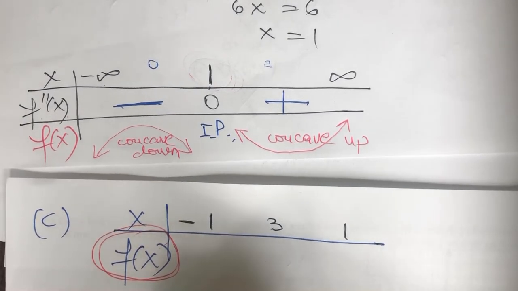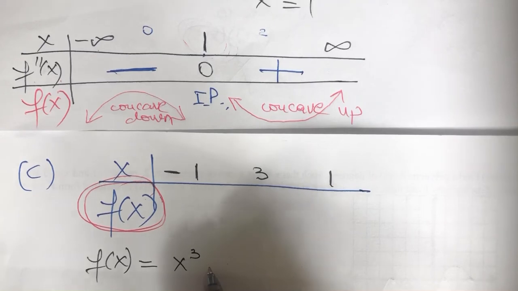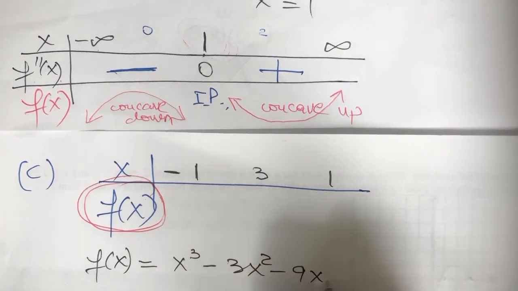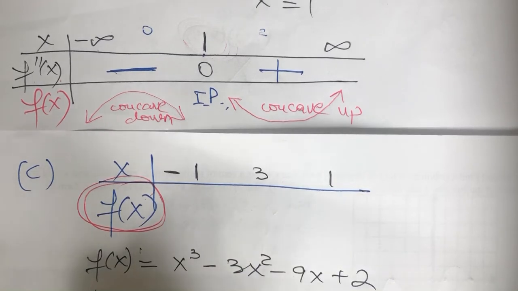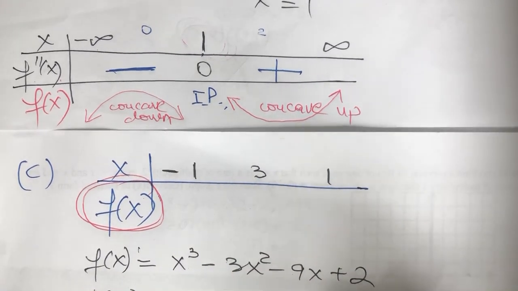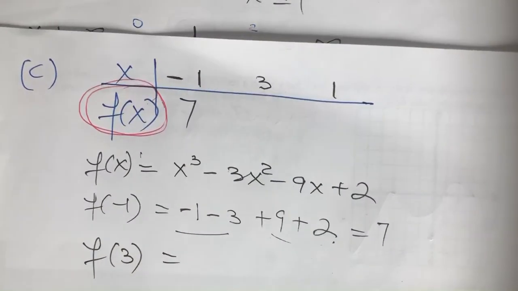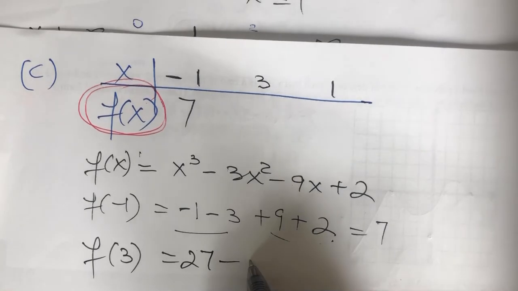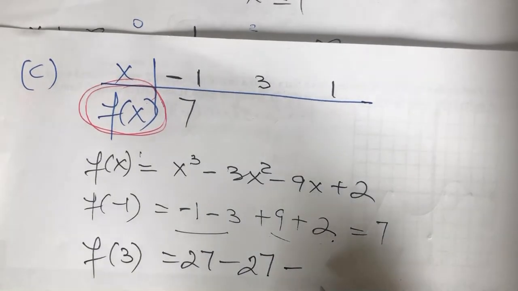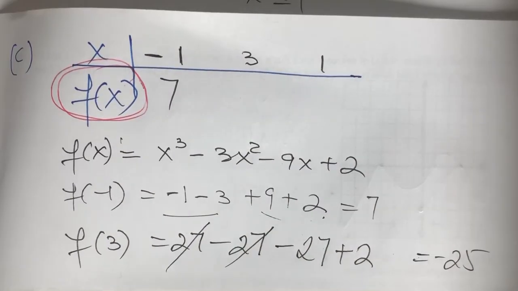So I'm going to write the function itself again because we passed it a while back. So the function itself was x cubed minus 3x squared minus 9x plus 2. Okay, so if I plug in a negative 1, I'm going to get a negative 1 minus 3 plus 9 plus 2. That's about 11 minus 4, that's a 7. Plug in a 3, and that's 3 cubed, which is 27, minus 3 times 9, which is 27, minus 9 times 3, which is 27, plus 2. So the answer is going to be a negative 25.